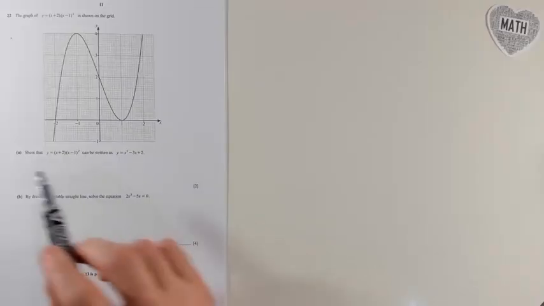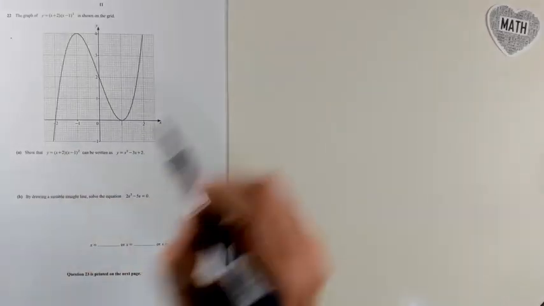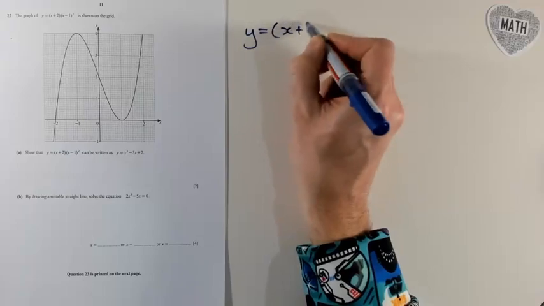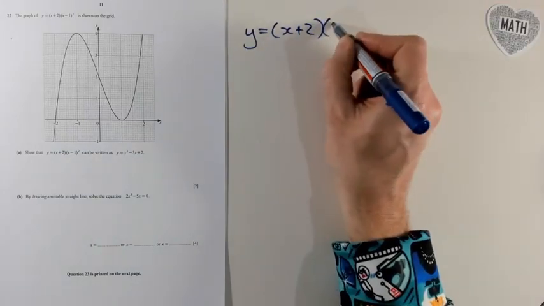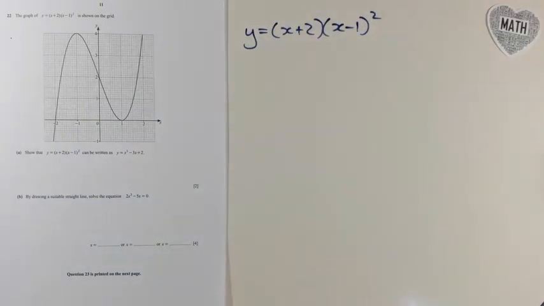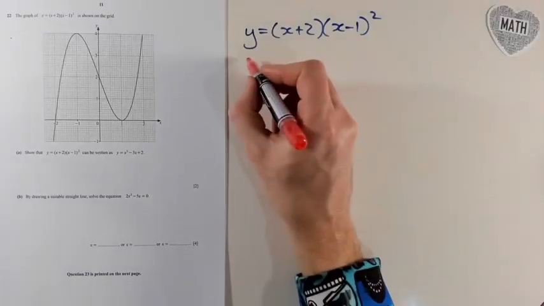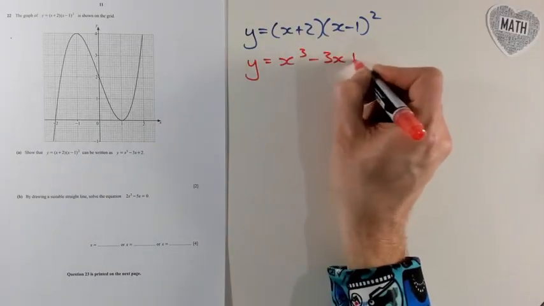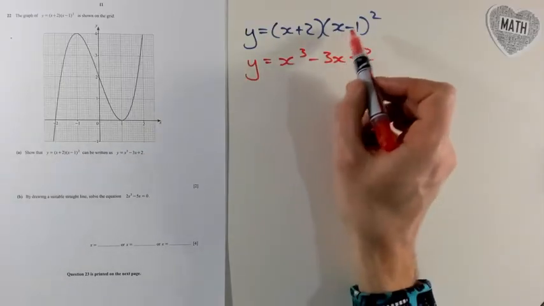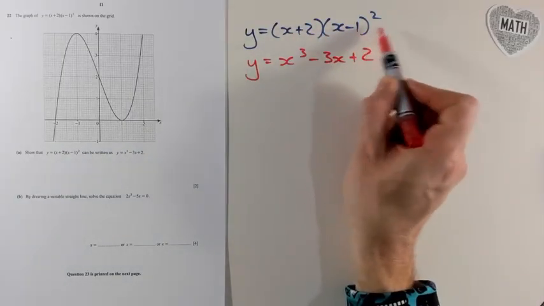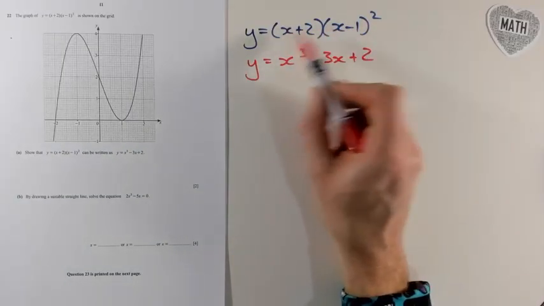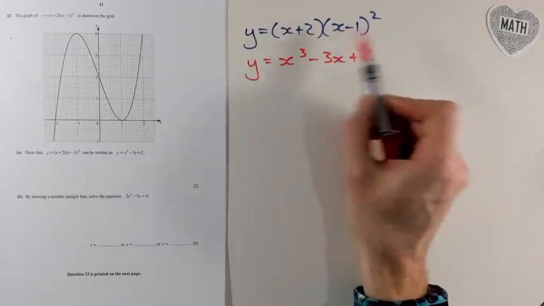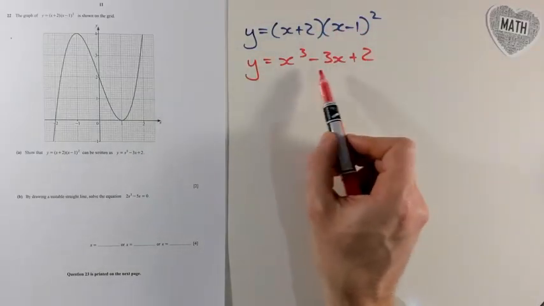For this example, I'm going to skip through the a part because it's very straightforward. They're just telling us, show that y is equal to (x plus 2)(x minus 1) squared can be written as y is equal to x cubed minus 3x plus 2. And all you have to do is multiply this out. So remember there's two brackets of x minus 1 and one of x plus 2, so it's three brackets, and then just multiply everything out. So that won't be very tricky.